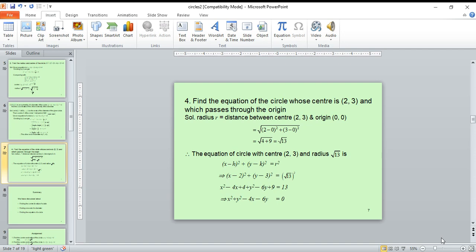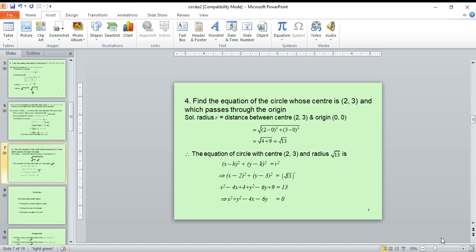The distance formula between two points is the square root of (x2 minus x1) whole square plus (y2 minus y1) whole square. Here (0, 0) is (x1, y1) and (2, 3) is (x2, y2). So it is the square root of (2 minus 0) whole square plus (3 minus 0) whole square, which is the square root of 4 plus 9, that is the square root of 13.